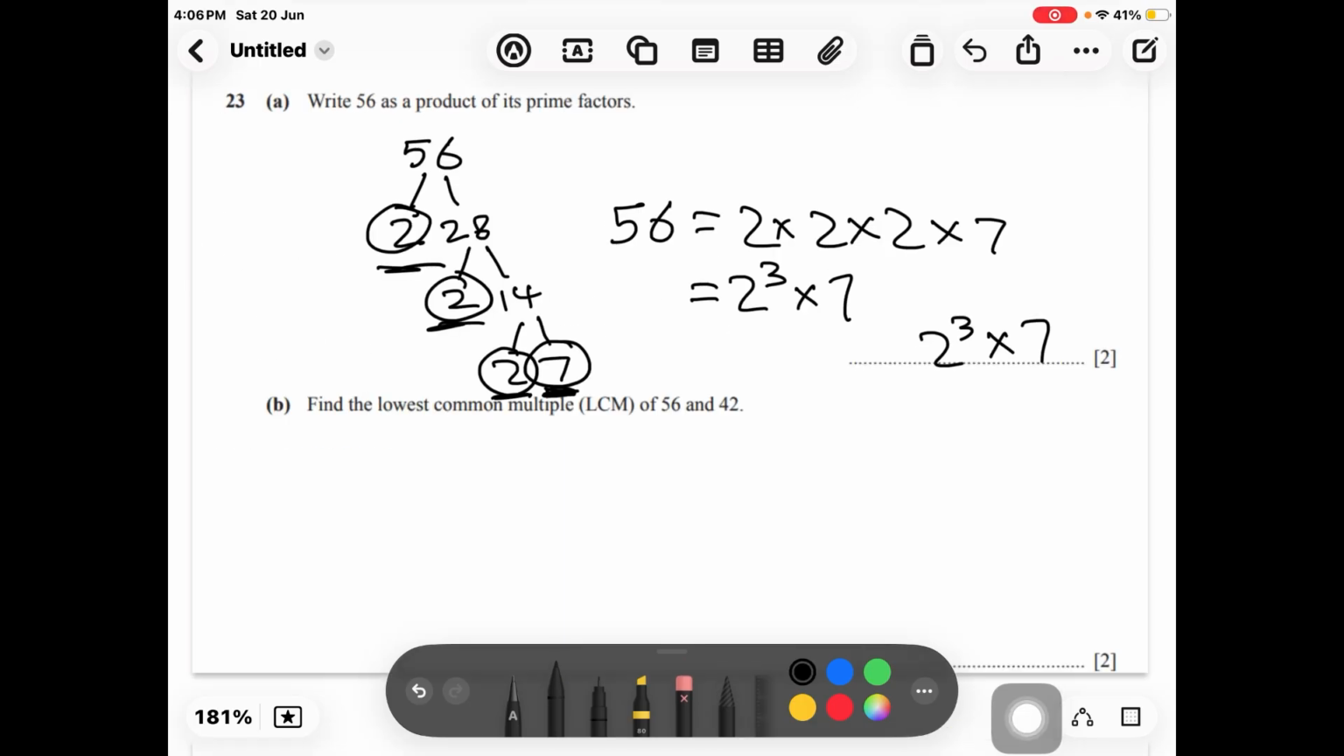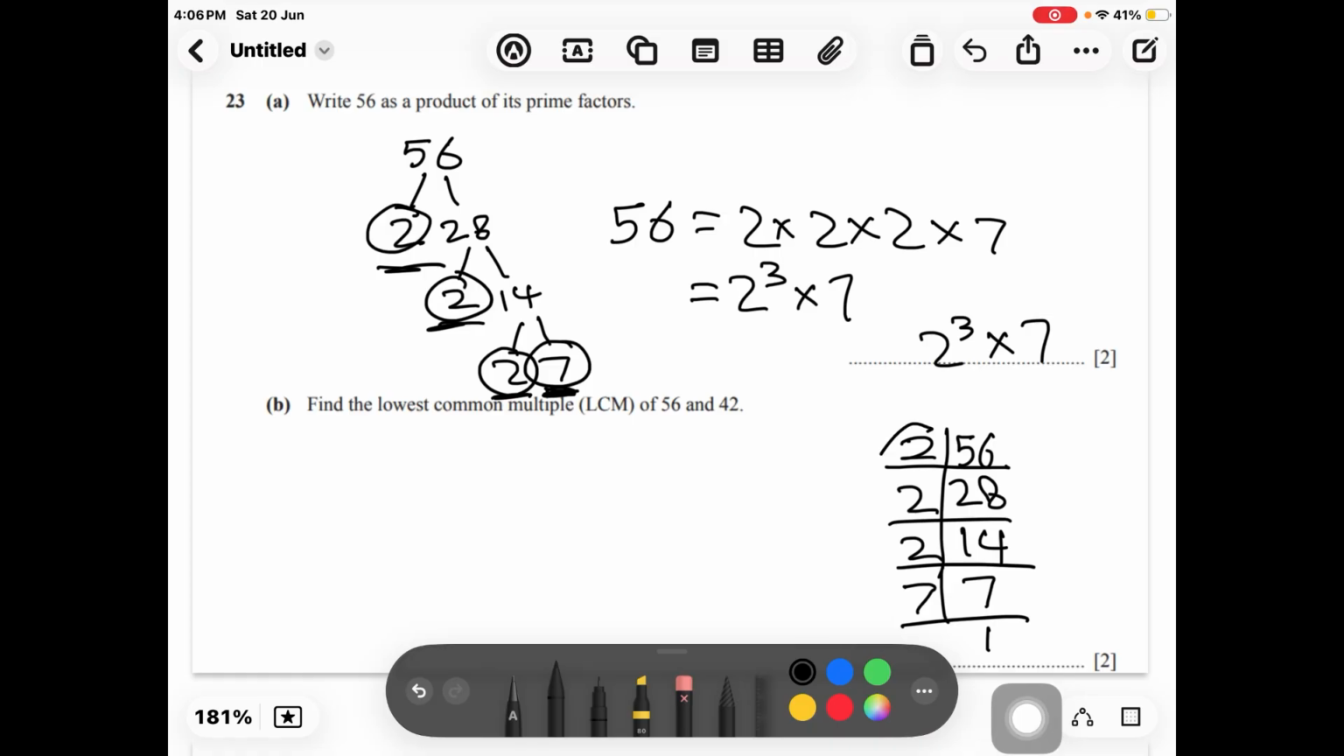The second method for writing 56 as a product of its prime factors is called the ladder method, in which you draw like this. You write the number, and then you divide it by 2 because it's the smallest prime factor it's divisible by. 56 divided by 2 is 28. Then again you can divide by 2, 14. Again you can divide by 2, 7. And 7 is divided by 7 to give 1. And when you get 1, that's when you stop.